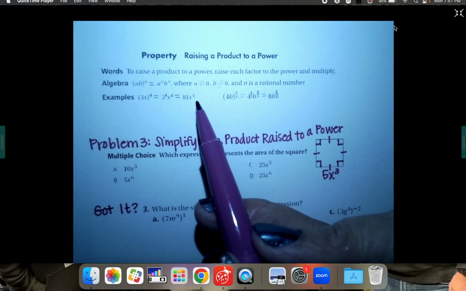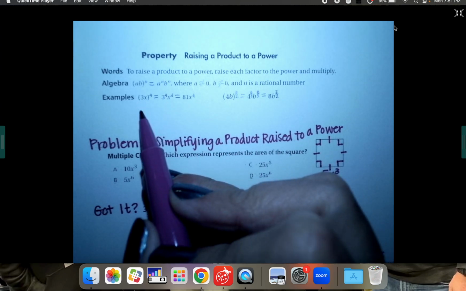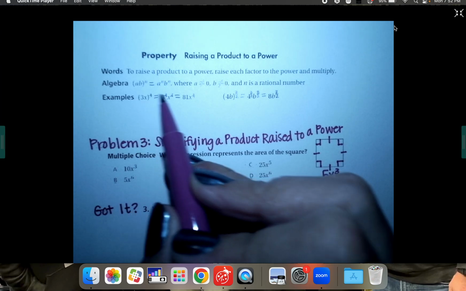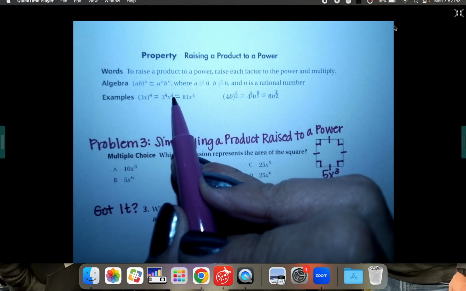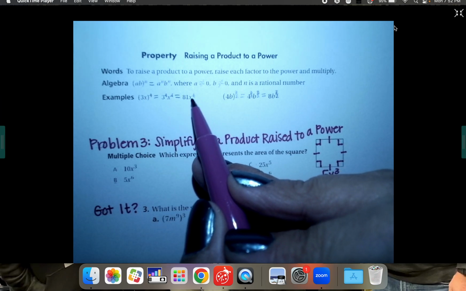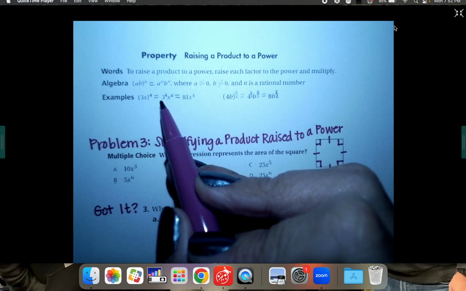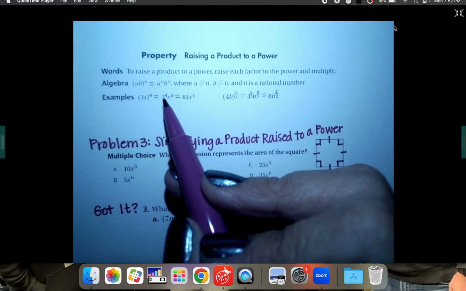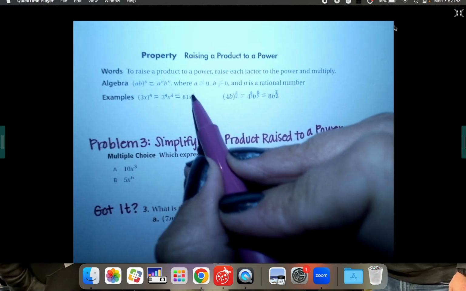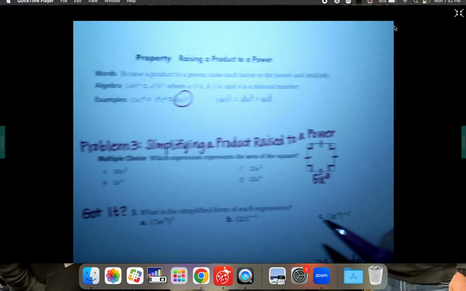Okay, so let's look at this one that I kind of tried to fix. In parentheses, 3x to the fourth power means 3 gets a fourth power and x gets a fourth power. So x to the fourth is going to stay x to the fourth because we don't know what x is. But 3 to the fourth, you can tell me what 3 times 3 times 3 times 3 is, and it's 81. So this is the final answer for that one.